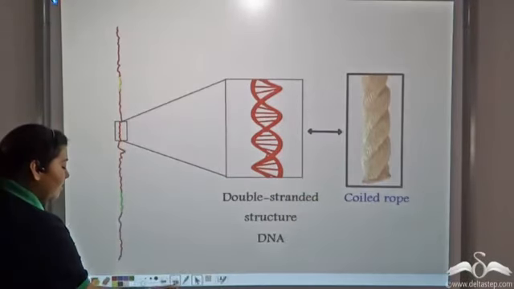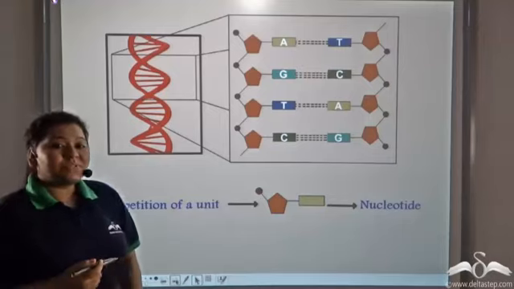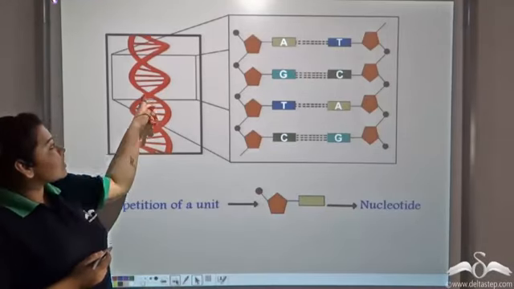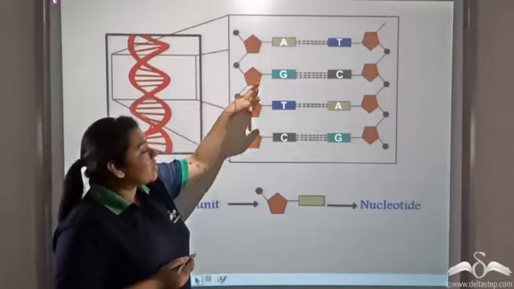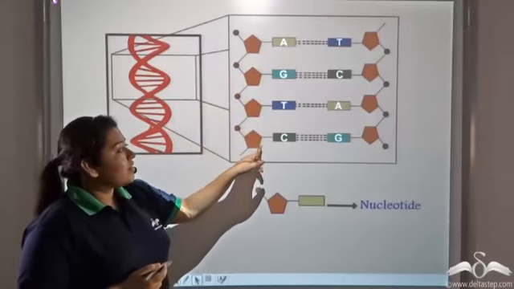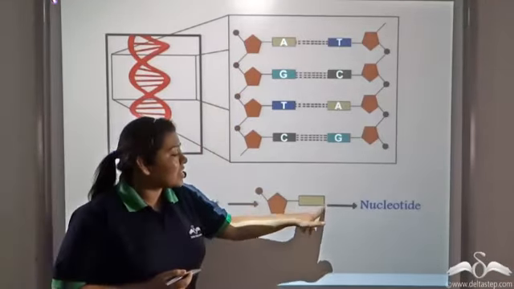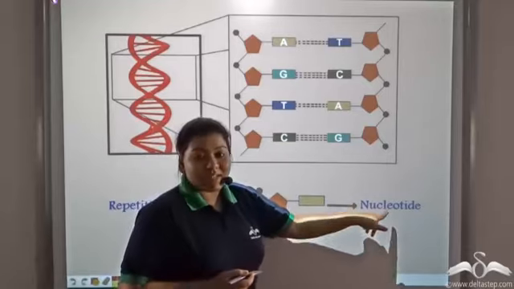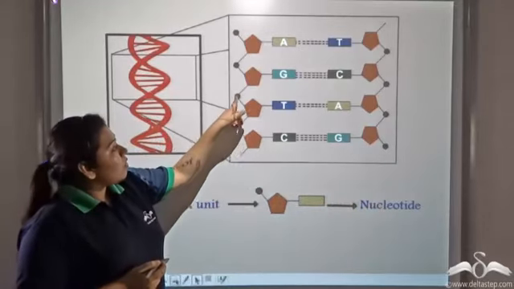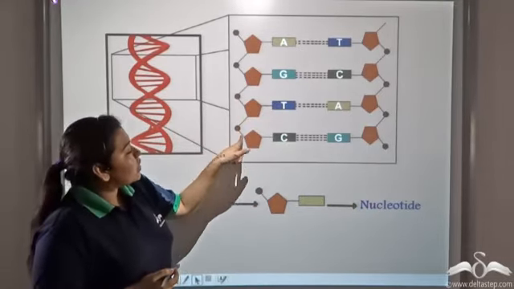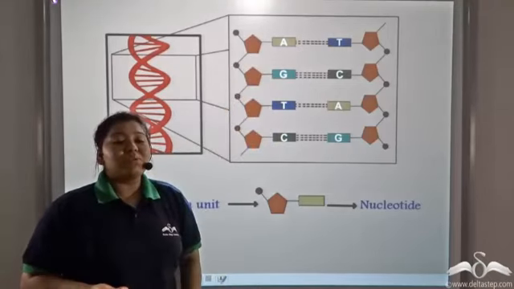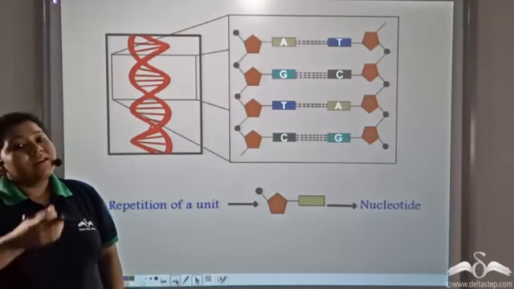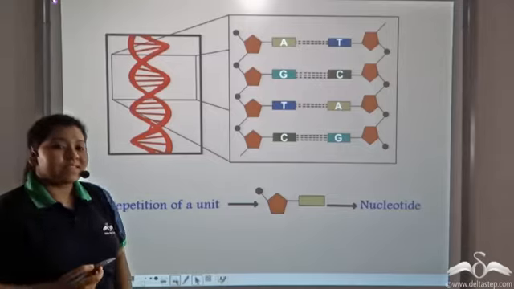Now, if we further magnify, we'll be able to see that this coiled portion of DNA is made up of a repetition of a unit. This unit is known as a nucleotide. See, all of these are nucleotides. So, a chain of nucleotides forms the DNA sequence.